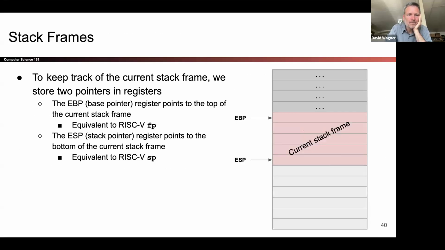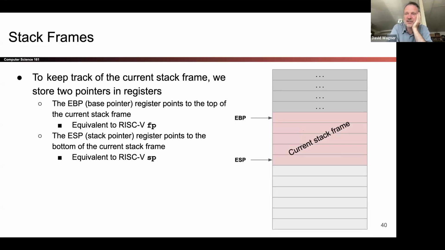Okay, so to keep track of what part of the stack region of memory holds the current stack frame, we need some way to keep track of that. And that's what these two registers, ESP and EBP, do. They help us keep track of where we should be looking for the current stack frame.